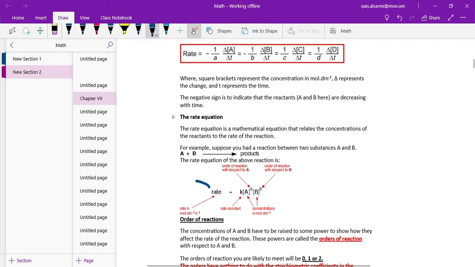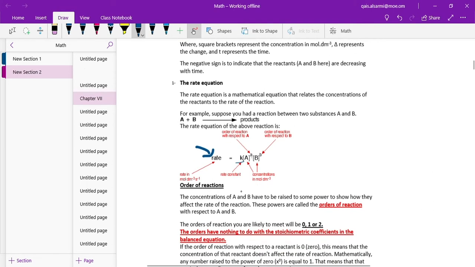So once again, the rate of a reaction is equal to k, the constant, multiplied, there's no plus here, it's a multiplication, by the concentration of the first reactant raised to the order of this reactant, multiplied again by the concentration of the other reactant raised to the order of the reaction with respect to this reactant as well. Now, how many orders do we have? For your case, you are most likely to meet orders 0, 1, or 2.